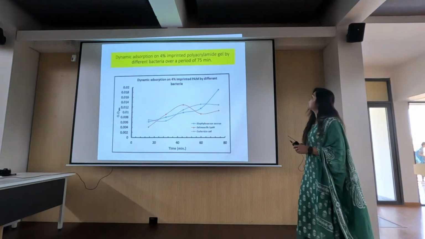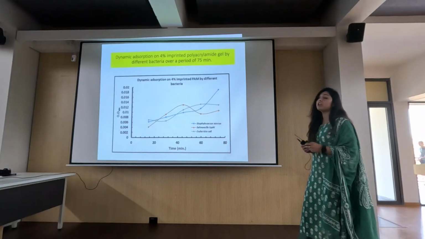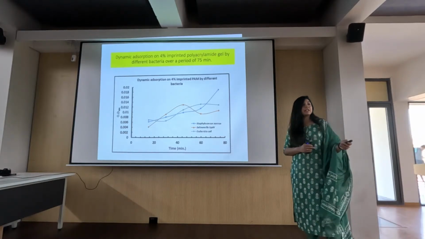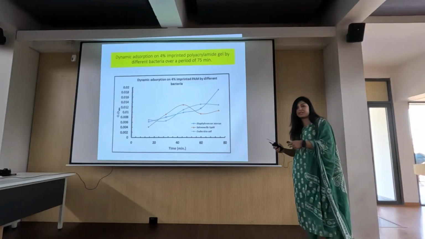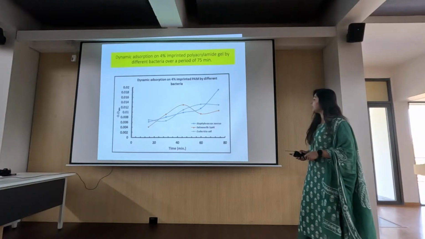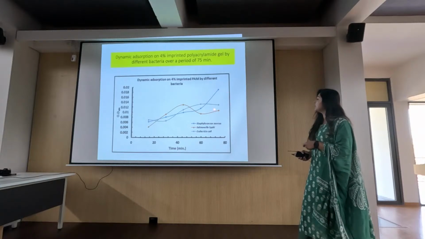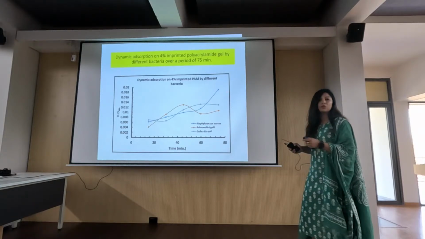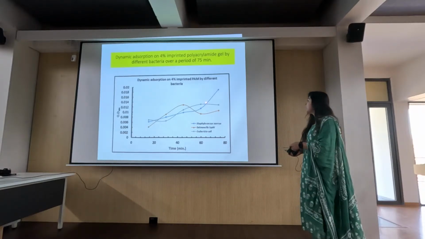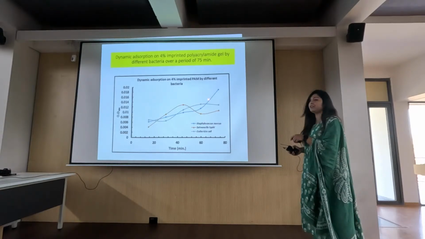Now the dynamic adsorption of 4% imprinted polyacrylamide gel by different bacteria over a period of 75 minutes. We wanted to check the specificity, whether only S. aureus is getting adsorbed or another bacteria is also getting adsorbed with the same specificity. So we tried Salmonella typhi and E. coli against S. aureus, and here we can see that S. aureus is showing specificity with the highest change in the OD. So it is somewhat specific, somewhat not specific, we can say, because Salmonella typhi and E. coli to some extent are interfering in the results.